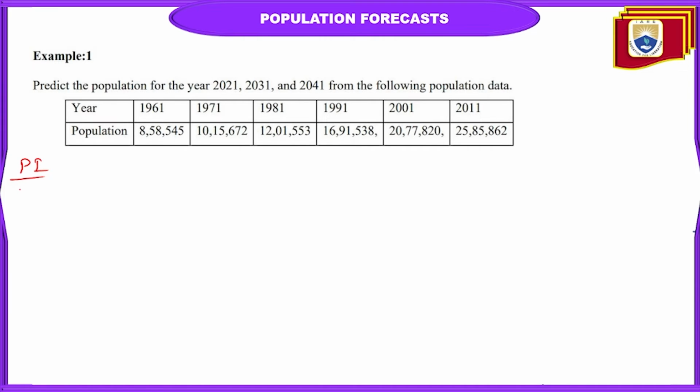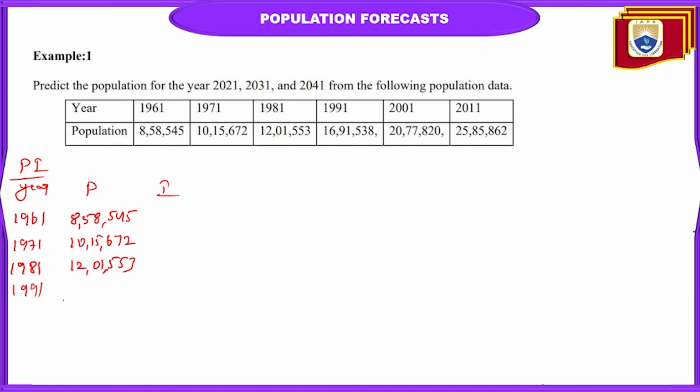So now we have year, then population, then increment. In 1961, this much population is there, and similarly in 1971, 10,15,672 is the population. Similarly, in 1981, 12,01,553, and again in 1991, it is 16,91,000. These are the recorded census data only. For this data, records are available.